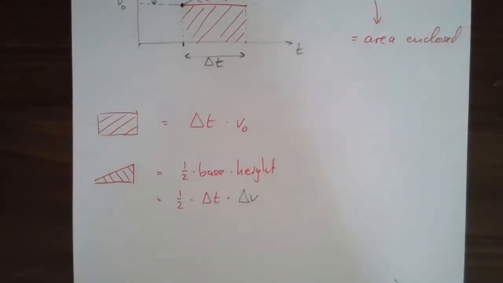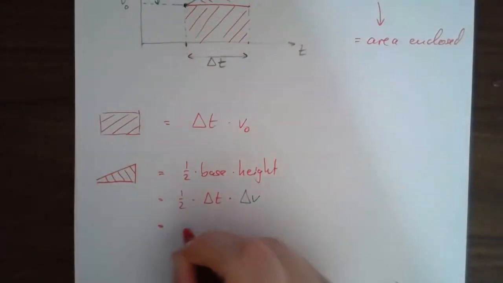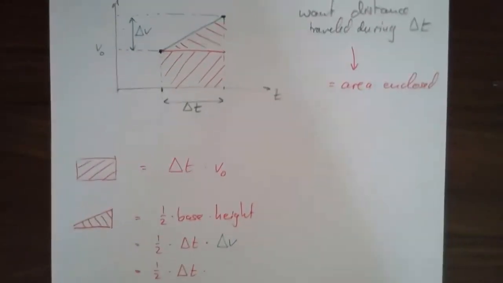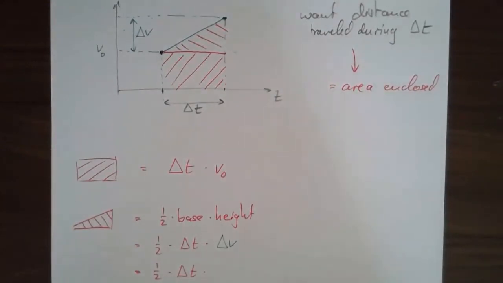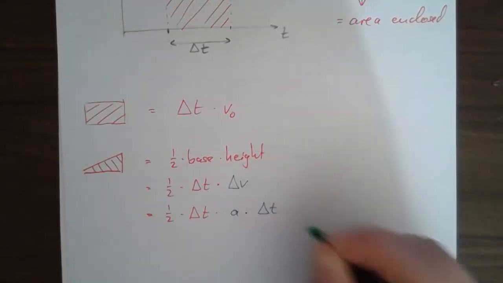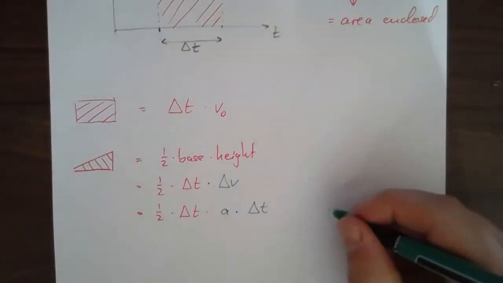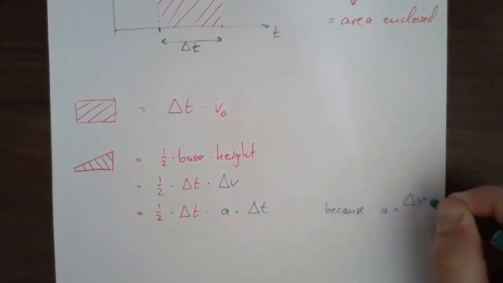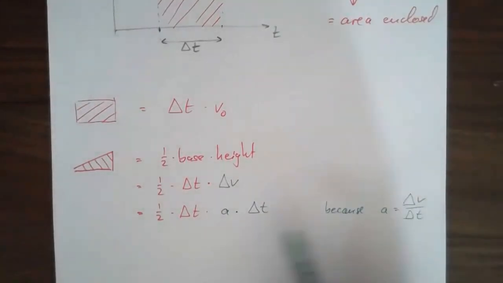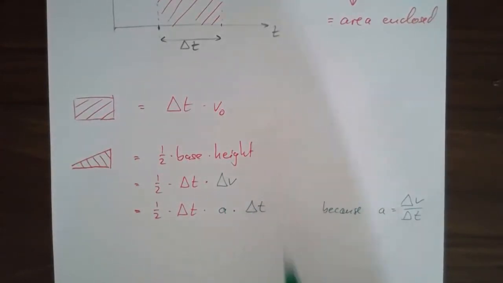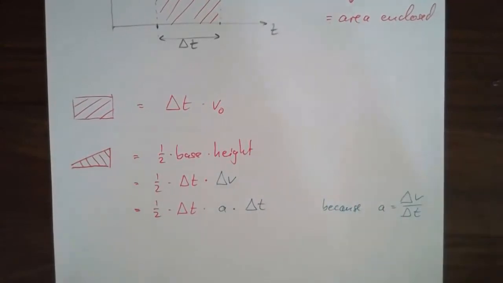All right, let's work this some more, because 1/2 times delta t times what is delta v? Well, delta v is the change in velocity. That is the acceleration times the time for the change, because we know that acceleration is the change in velocity per change in time. So we've just rearranged it. We did that calculation earlier to figure out the change in velocity of the ball rolling down a hill after a certain number of seconds. We're going to use that in here.